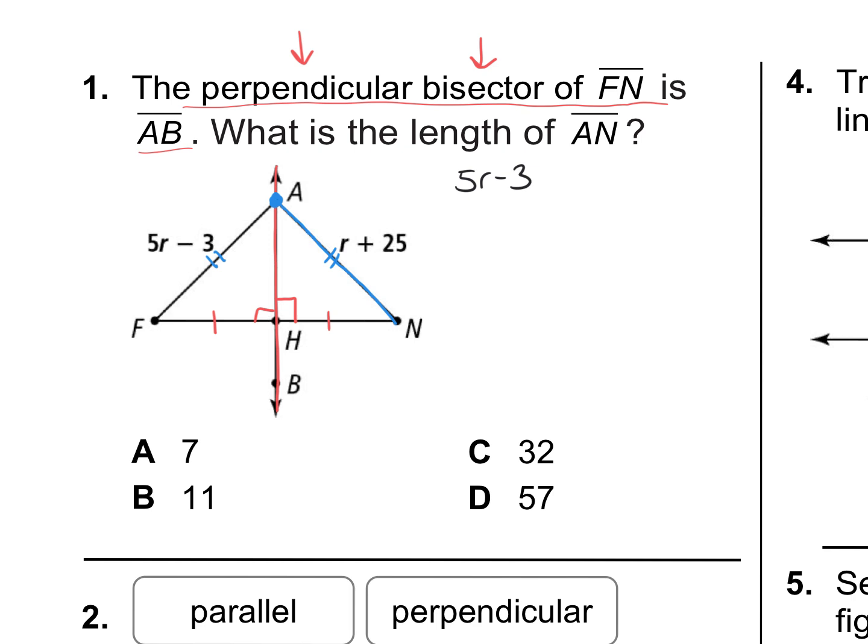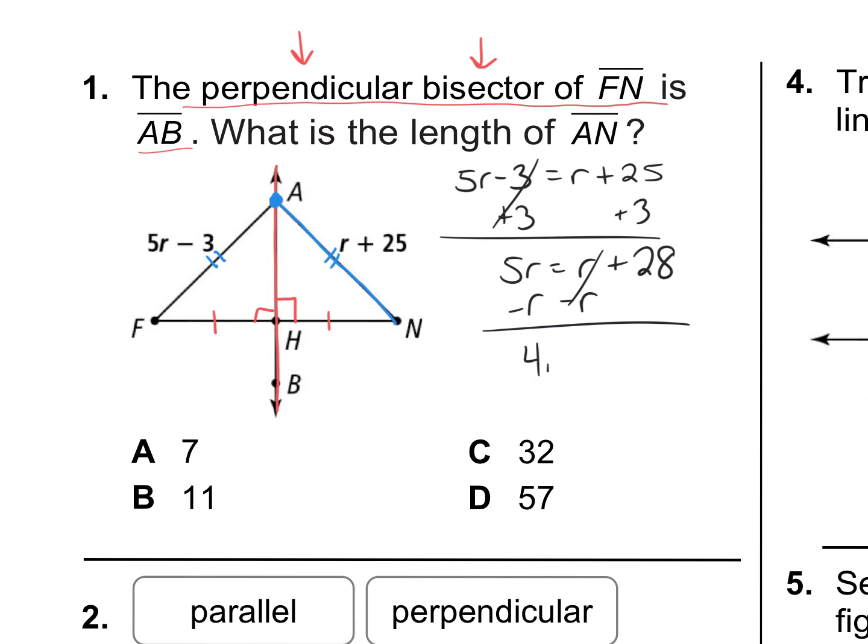So 5R minus 3 equals R plus 25. How do I solve from here? Add 3. So I have 5R equals R plus 28. Subtract R. So I have 4R equals 28. What do I get for the value of R? R equals 7. A lot of us yesterday circled this, but then we looked at the key and saw it was wrong. Okay? Make sure we are reading the directions.